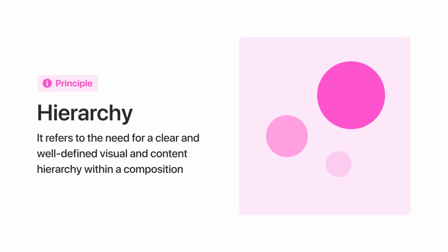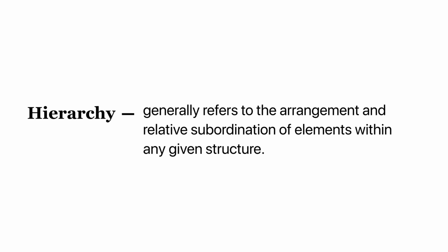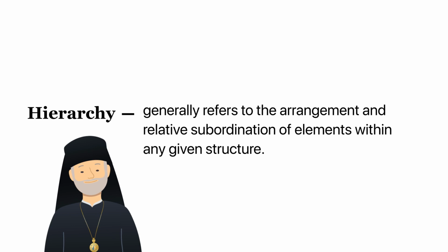The concept of hierarchy refers to the need for a clear and well-defined visual and content hierarchy within a composition. It might be a bit confusing, so let's clarify what it entails. The term hierarchy originated from the Greek words hieros, meaning sacred, and archi, meaning power. In the past, the hierarchy was the office of the supreme clergyman, which determined the order of subordination among the clergy. Interestingly, hierarchs are still used to refer to supreme clergymen today.